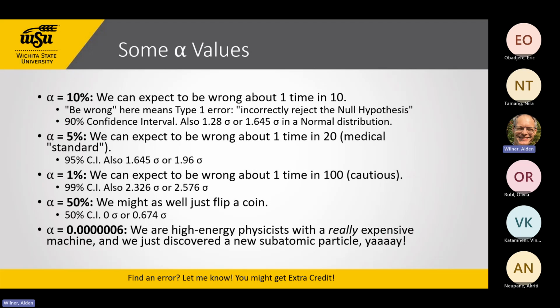Alpha equals 0.000006. We are high energy physics in Europe at CERN, and we have a really expensive machine, and we just discovered a new subatomic particle. Yay, the Higgs boson. Okay? So it's weird that physicists have the most stringent confidence intervals, but that's because they got expensive machines and the governments make them use that, right? This is a 99.99994 confidence interval, or 5 sigmas.